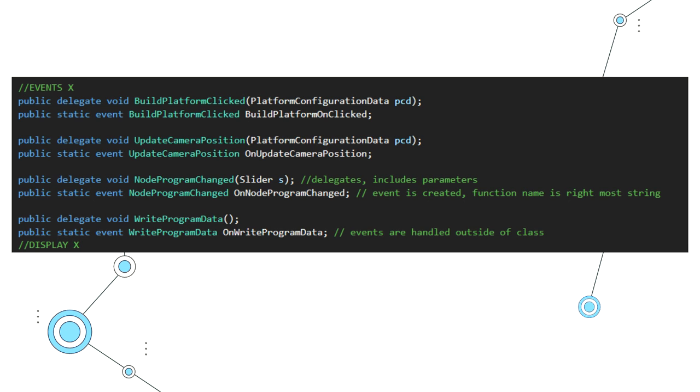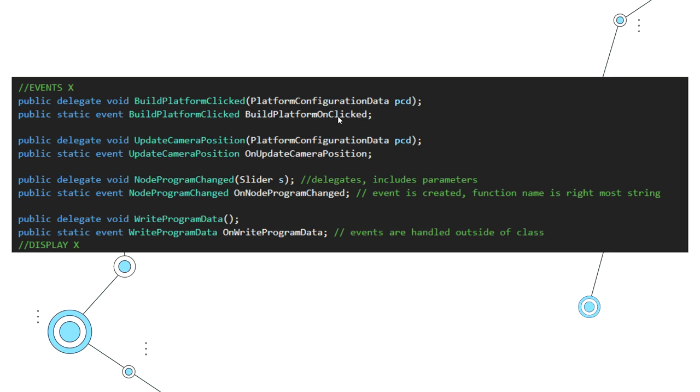Okay, so I broke them down into groups of 2. So right there, right there, right there, which is what's to be expected. Public delegate void is basically saying that this event exists, and these are the parameters. And then public static event is simply giving that event a name to be referenced by. So for example, right here in the first one, we have build platform on clicked. So that's the name that we're going to reference it by.